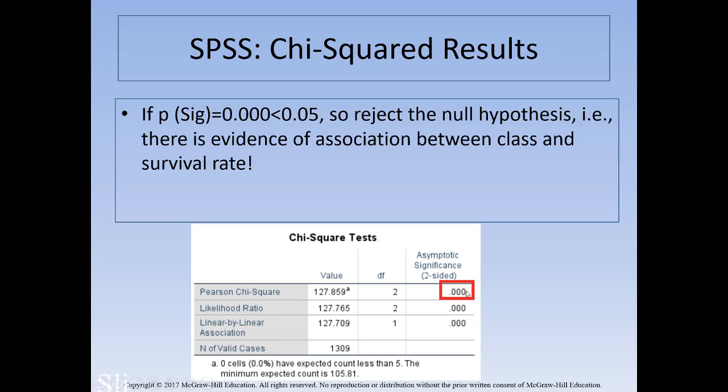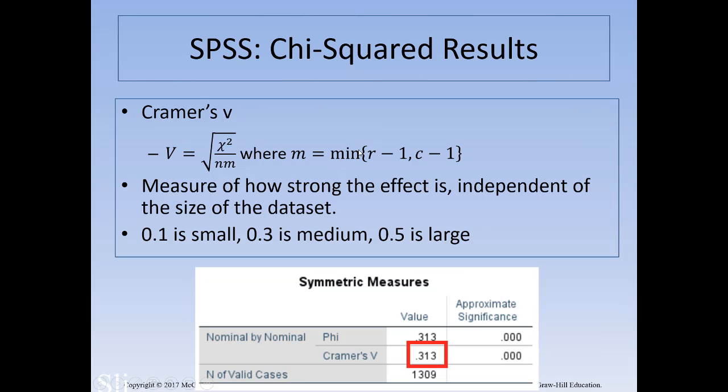Now look here, the p-value is 0.000, which is the number of significant figures we get in SPSS, so we reject the null hypothesis. It was pretty obvious. There is an association between class and survival. Looking at the bar chart, that is really, really obvious. Now, the thing is, when you have a big sample size, when you have a lot of data, you can get a significant test very easily, but it doesn't necessarily tell you how strong that effect is.